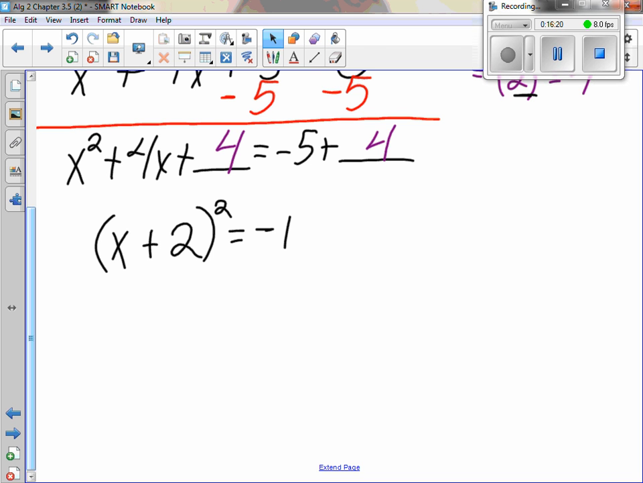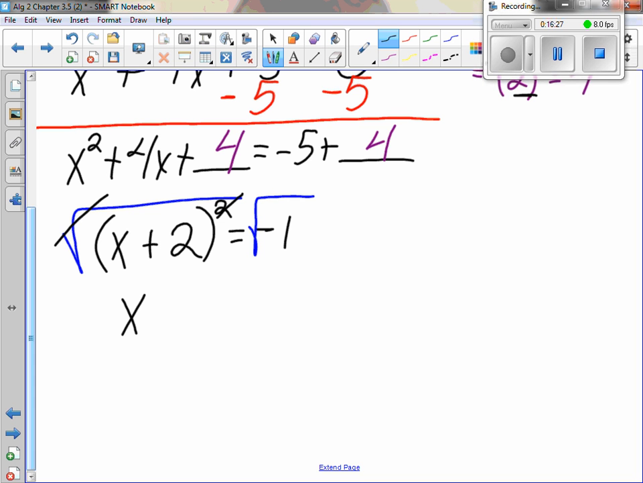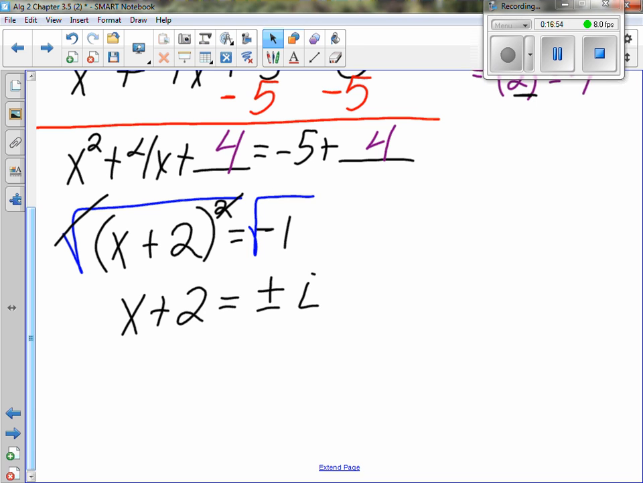What do we do next? We square root both sides. When we square root both sides, the square root and square cancel, leaving us with x plus 2 is equal to plus or minus. What is the square root of negative 1? Well, we won't write 1i. Because again, i is equal to the square root of negative 1. So we don't write 1i, we just write i. There's nothing wrong with 1i, but we just leave it as i.